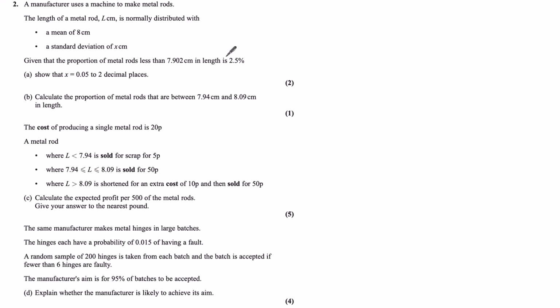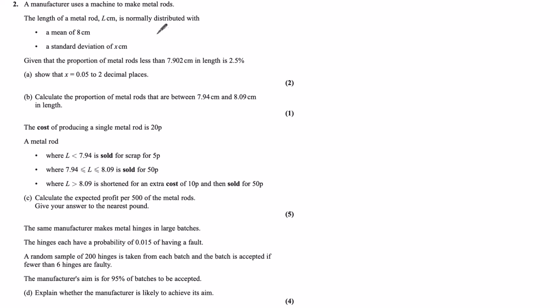Question 2. A manufacturer uses a machine to make metal rods. The length of a metal rod, L centimeters, is normally distributed with a mean of 8 centimeters and a standard deviation of X centimeters. Given that the proportion of metal rods less than 7.902 in length is 2.5%, part A, show that X is equal to 0.05 to 2 decimal places.